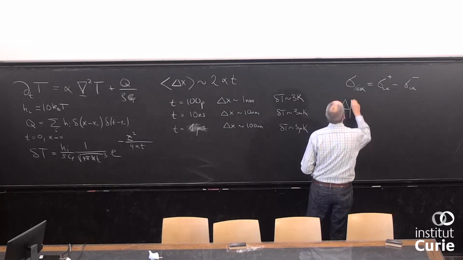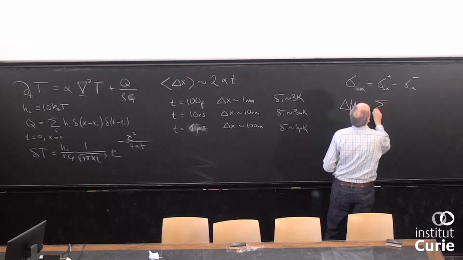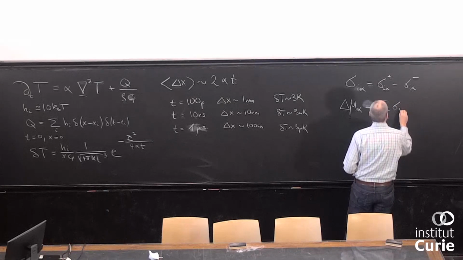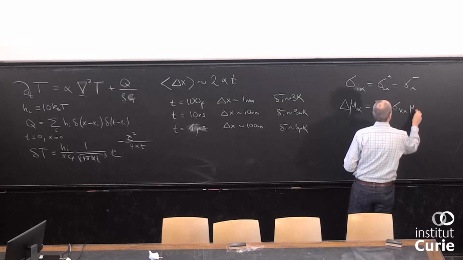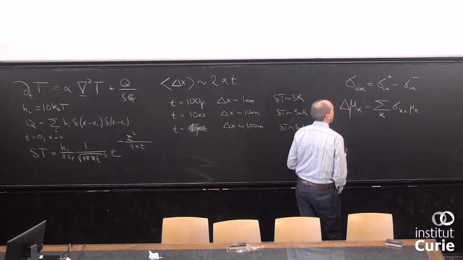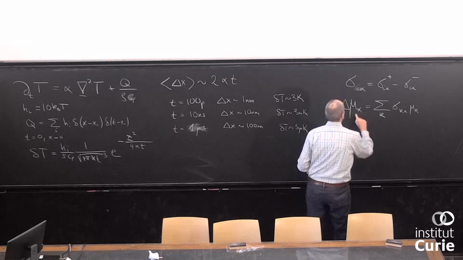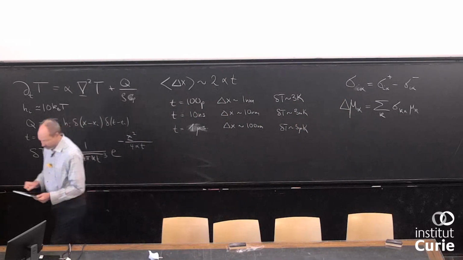delta mu alpha, which is then the sum over K of sigma K alpha mu K. So mu K is the chemical potential of species K. These are the stoichiometric coefficients. This defines the chemical free energy change that happens during one reaction event.